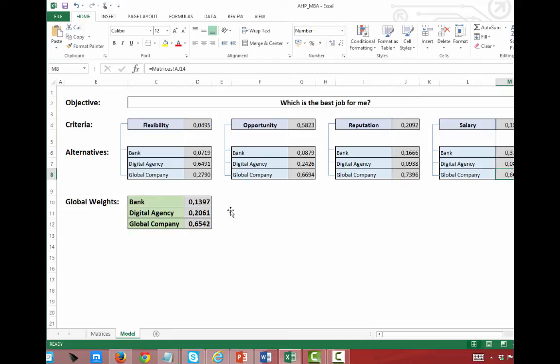So based on all the results, you can see the global weights of the alternatives, which are generated by the sum of multiplying the weights of the criteria by the weights of the alternatives, as you can see in this formula here. Results show that I would value more selecting the job offer at the global company.